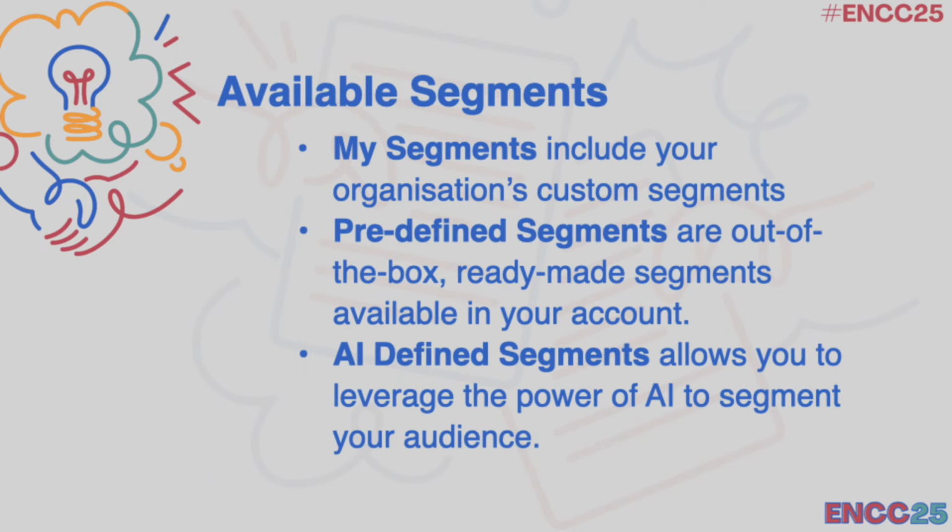In segments, there are three types of segments. There is My Segments, which are the custom segments that you create. There are predefined segments, which are segments that are out of the box that Engaging Networks have created for you. And then there are AI-defined segments, and those are for the ones who have the AI license in our platform.